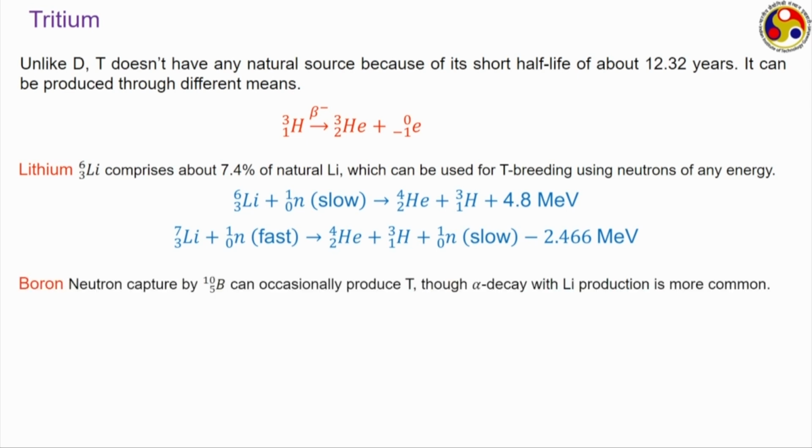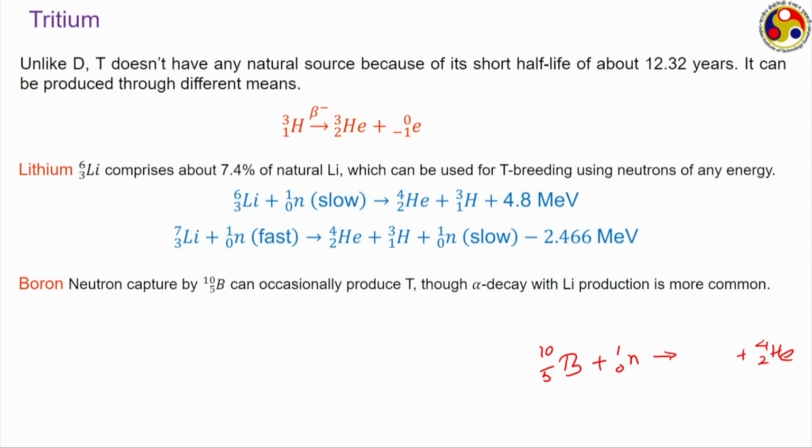Another source of tritium can be boron or neutron captured by boron. While the most common reaction the boron 10 undergoes after capturing a neutron is this one. When it captures a neutron, generally it goes through an alpha decay. So, alpha decay means it will produce 2He4 plus. You now should be very comfortable with this kind of reaction.